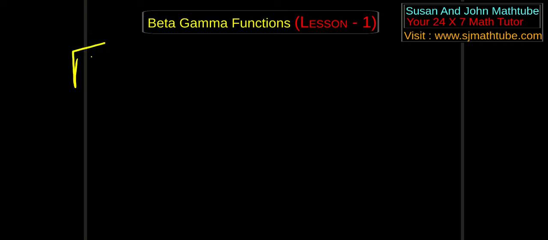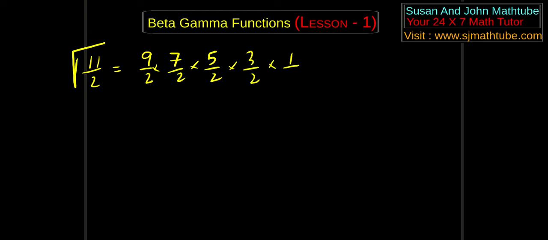Suppose you want gamma 11 by 2. All you have to do is reduce this number by 1. So you get 9 by 2. Again reduce this number by 1. So 7 by 2, 5 by 2, 3 by 2, and as I promised, you will reach 1 by 2 for sure, because this is a fraction with denominator 2 and you are subtracting 1. And at this point you put root pi and use the calculator, simplify.